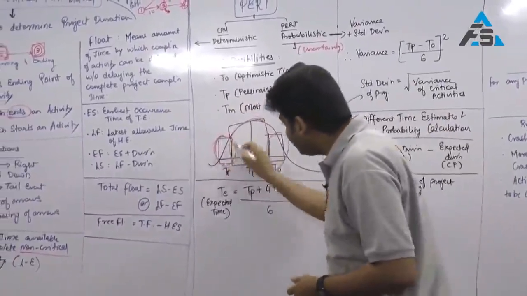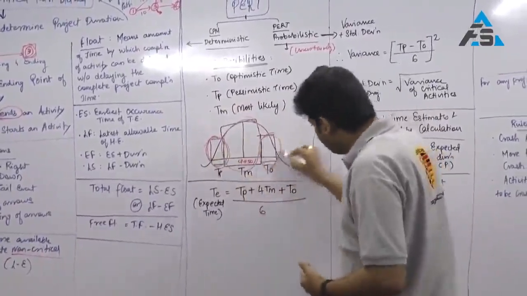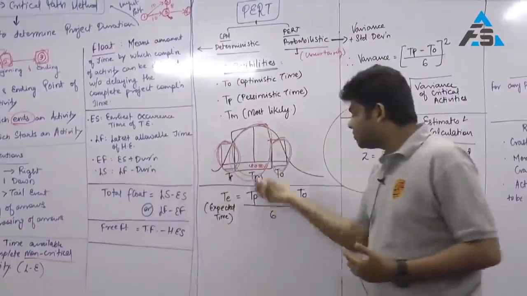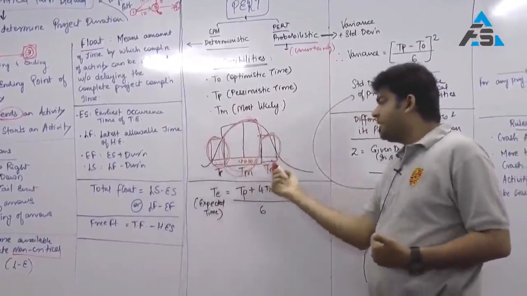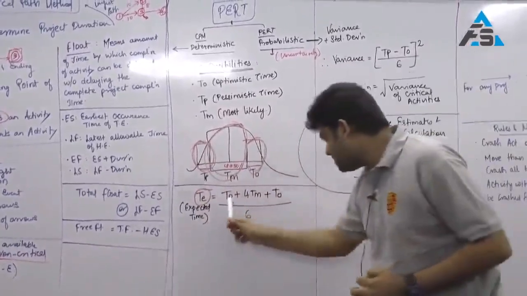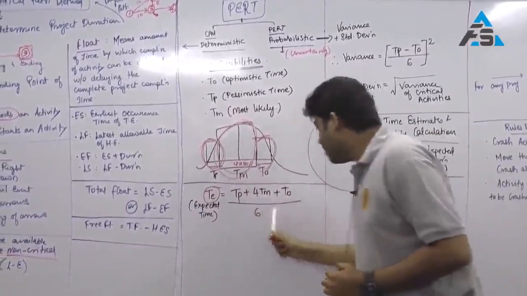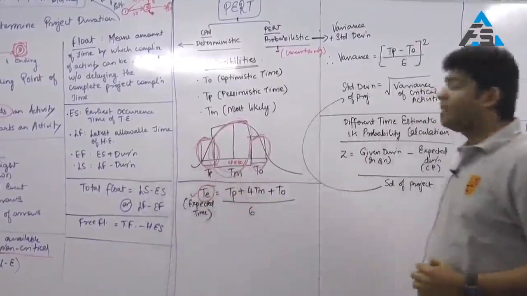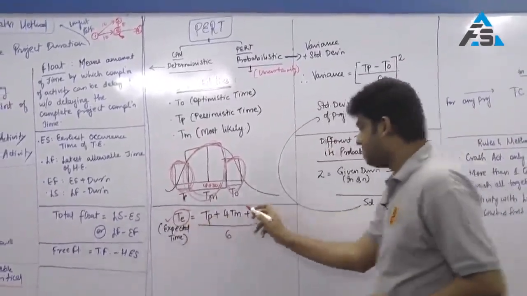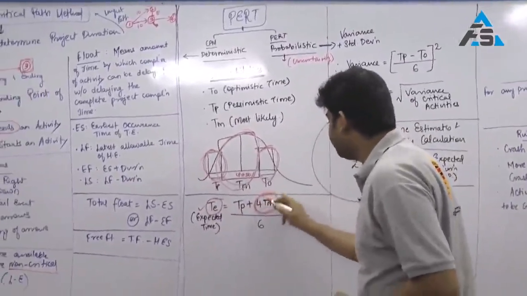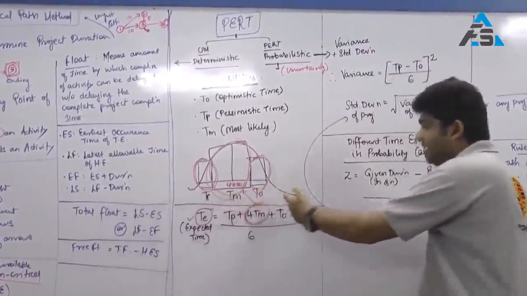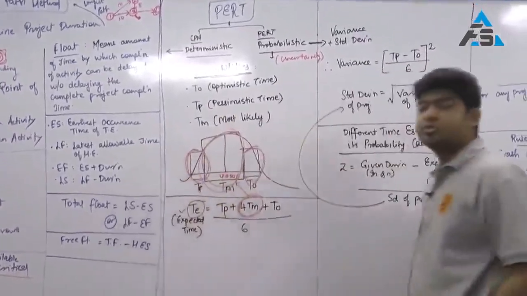Now, pessimistic time has a little chance, optimistic time TO has a little chance. Majority chance is that of TM. So a combination of TP, TM and TO will give us T, which is also called the expected time, which is (TP plus 4TM plus TO) upon 6. This is nothing but my expected time called TE. So TE is equal to (TP plus 4TM plus TO) upon 6. Why 4TM? Chances of TM are much higher as compared to TP and TO as per this normal distribution table.